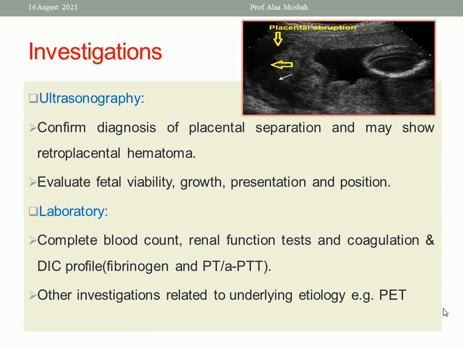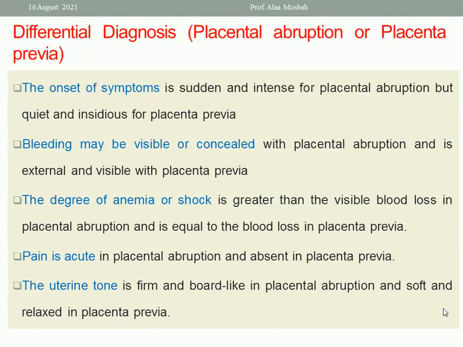Lab investigation is really very important: CBC, renal function, coagulation profile, and DIC profile, fibrinogen, activated partial thromboplastin time, prothrombin time. Other investigations may be needed related to the underlying medical disease like preeclampsia.